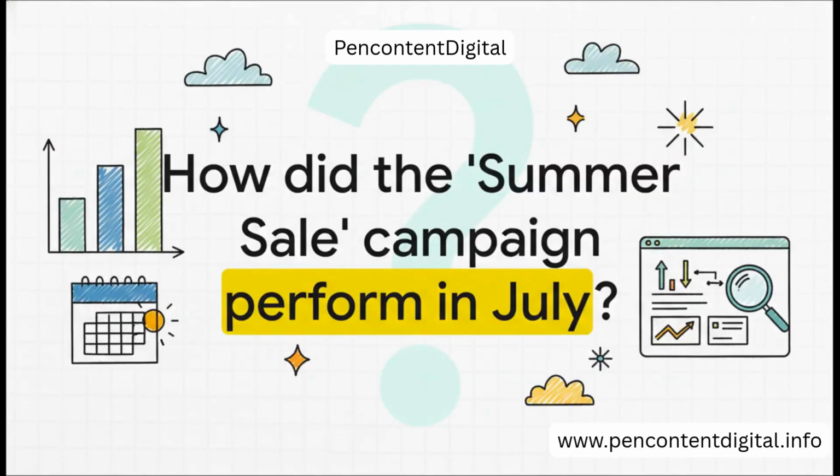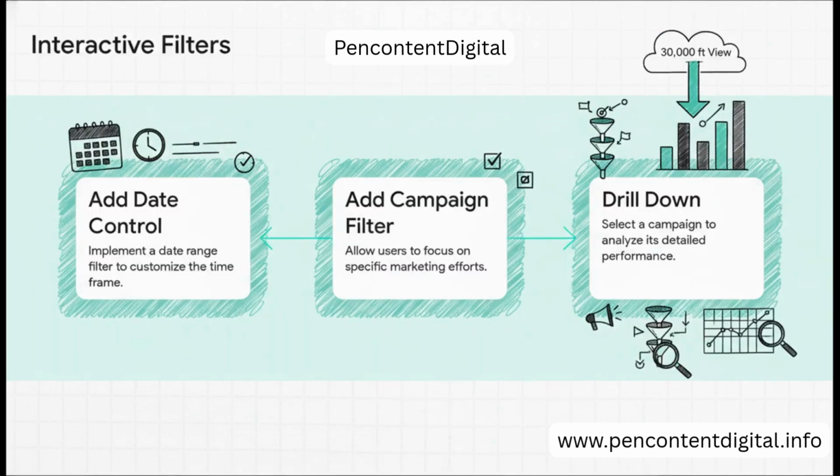And this is the exact kind of specific, actionable question a great dashboard should help you answer instantly. Not just how the campaign did overall, but drilling down into how it performed during a really critical time period. And the solution is so simple: interactivity. You just add a date range control and a campaign filter. This lets you go from that 30,000-foot view right down into the nitty-gritty details, and all it takes is a couple of clicks. It's super powerful stuff.